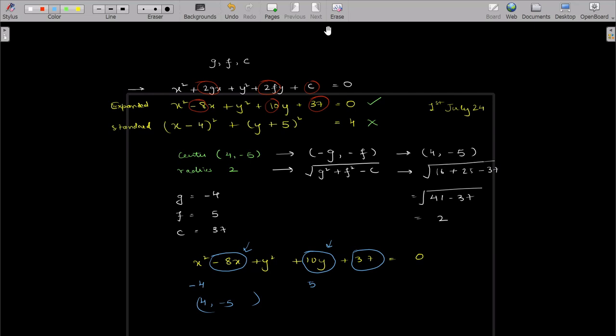So in the questions, I want you to use this method only. Don't use completing the square, because completing the square method takes a lot of time. It also has scope of making a mistake. It involves a lot of calculations and a lot of steps.